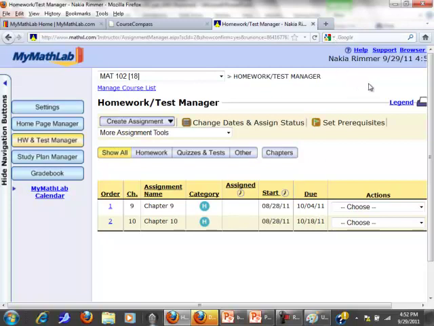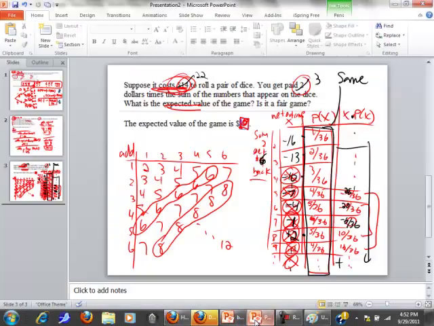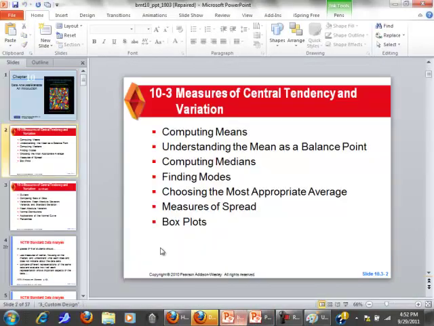Alright, great. So the very last part of 10 that we're going to be able to get a chance to go through today, Chapter 10, Section 3. Just this first one here. Computing the mean, median, the mode, and being able to find a box plot. Trying to figure out what the best measurement is. Those three, mean, median, mode, do that for certain data sets.